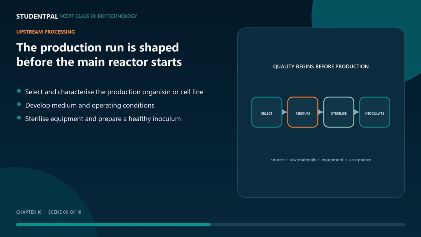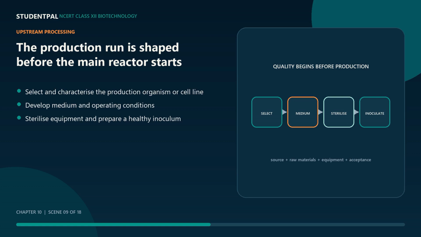A suitable strain or cell line is selected for product formation, stability, growth, and safety. Cell banks preserve characterized starting material and reduce uncontrolled drift. Medium development balances biological performance, raw material consistency, cost, and downstream consequences. Equipment, gas, and medium are sterilized or otherwise controlled using validated methods appropriate to the process. The inoculum must have the correct identity, purity, viability, physiological state, and volume. Operating ranges for temperature, pH, oxygen, agitation, feeding, and harvest are established.